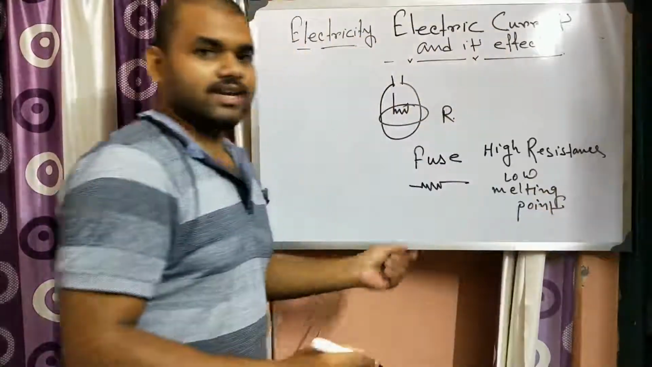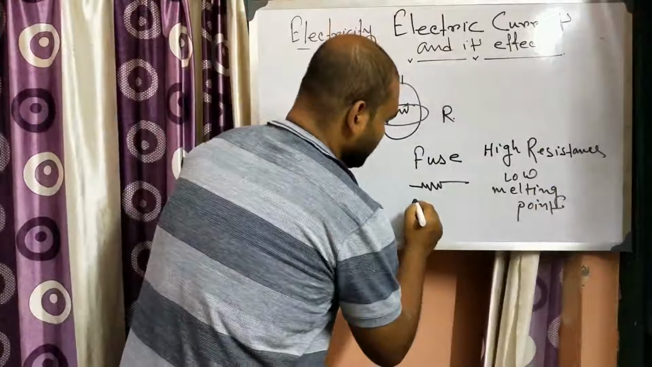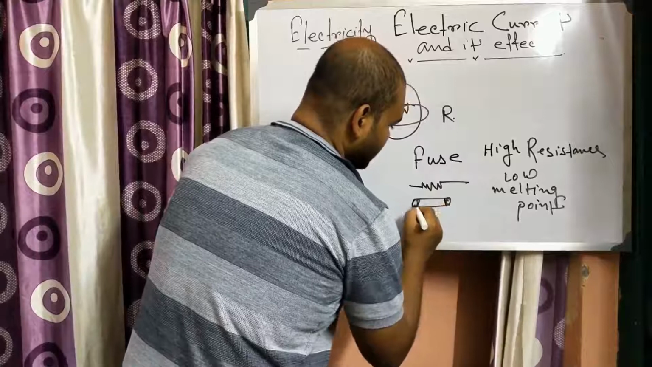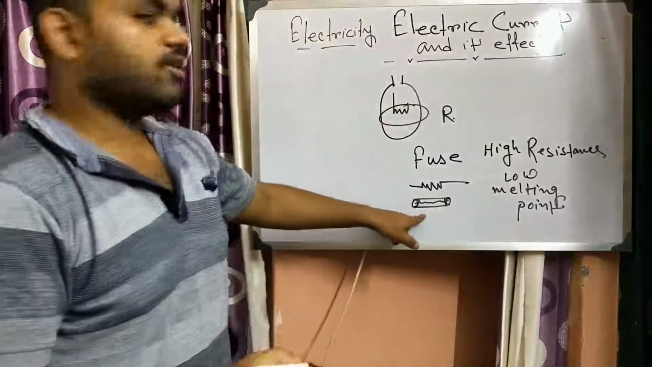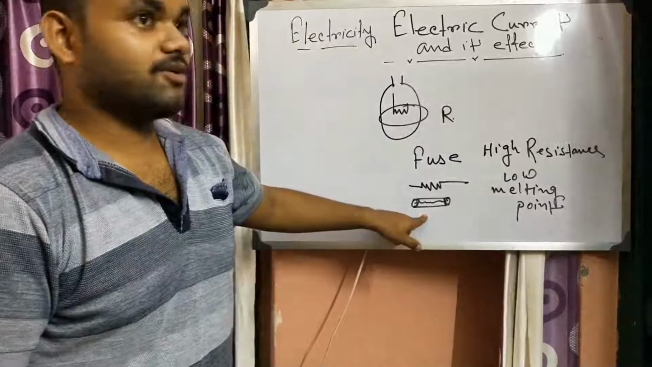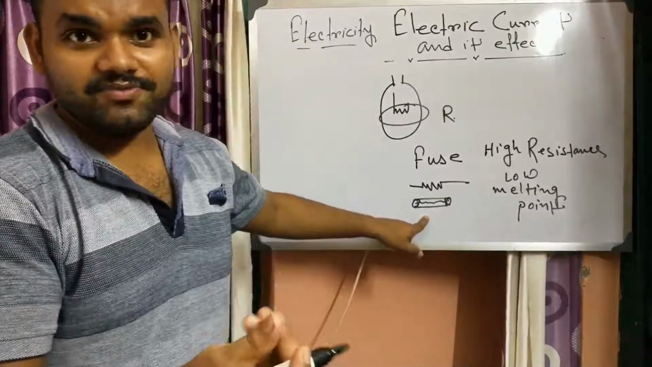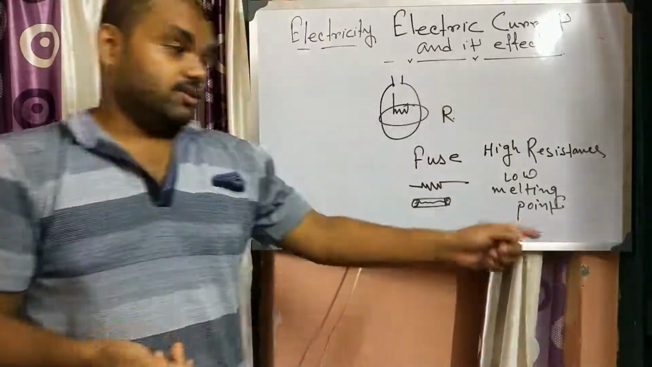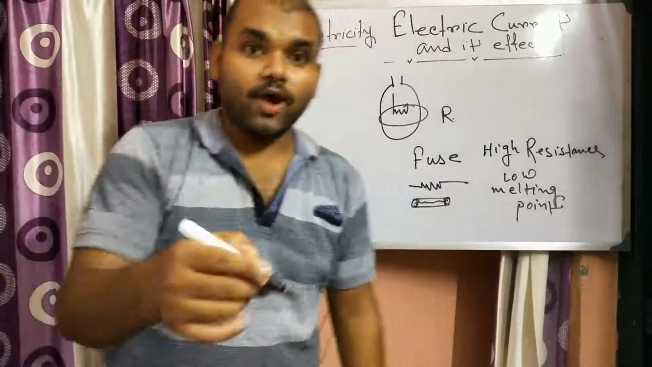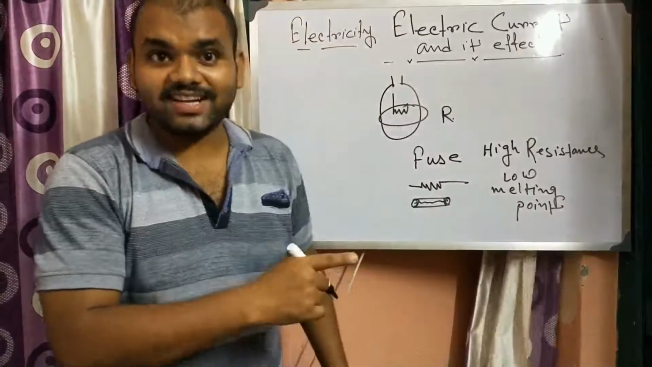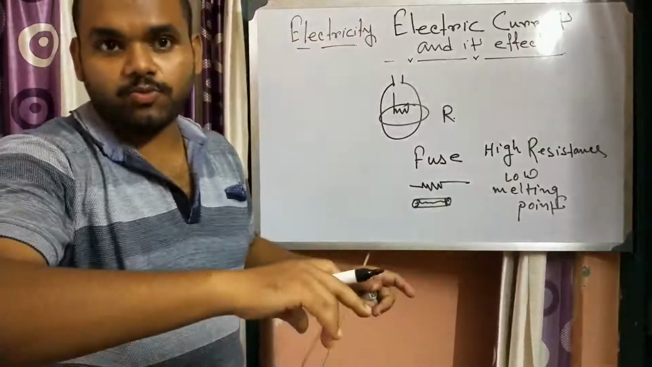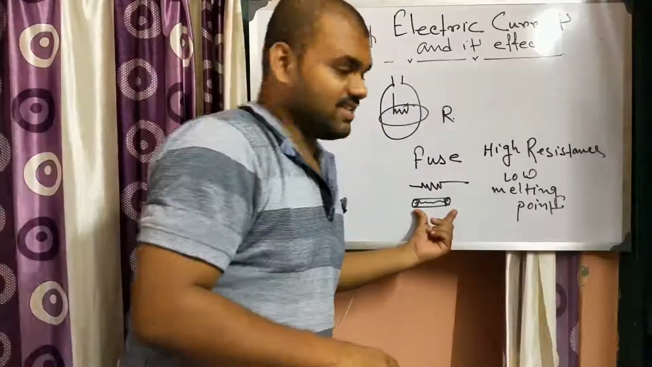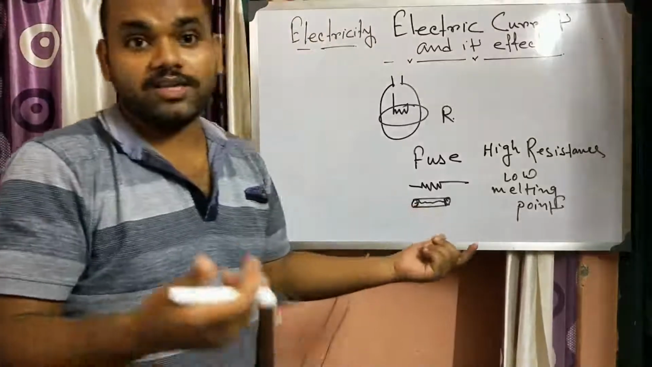Sometimes the fuse is in a particular glass, and within that glass there is a wire. This kind of thing you can find in different circuits, like the extension coil, or extension bar, those sockets. You will get this kind of cylindrical resistance. So what is the use of this?